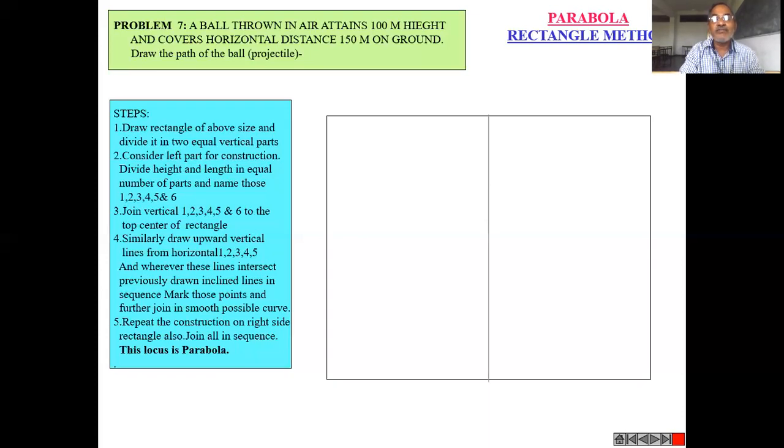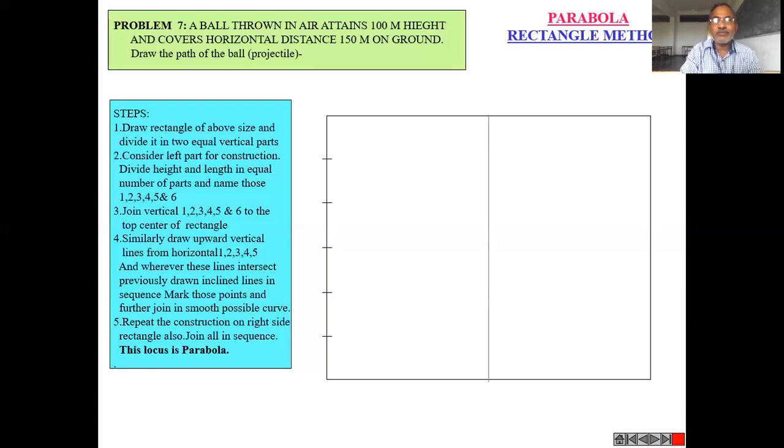Now find the midpoint of the length and from there draw a vertical line. Thus the rectangle is divided into two equal parts. You can name it, or else go straight to this construction. Now just look at the figure, what I am doing here. I'm dividing the left-hand side vertical line into a certain number of equal parts. Let's count them: 1, 2, 3, 4, 5, 6. Yes, it is divided into 6 equal parts.